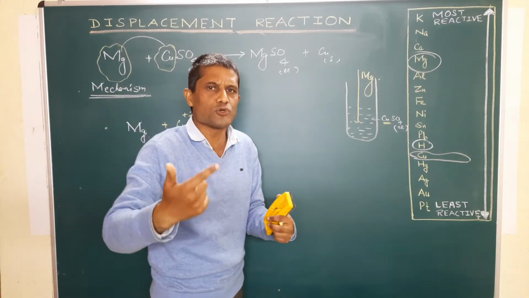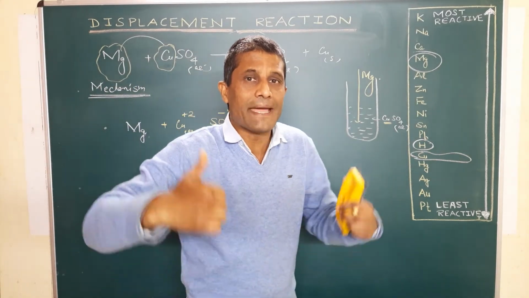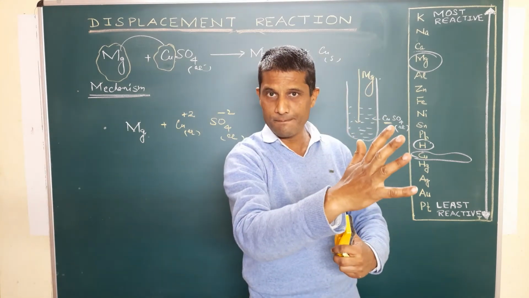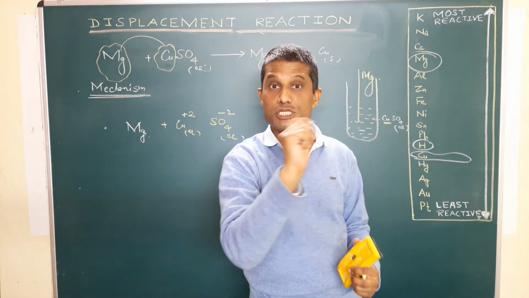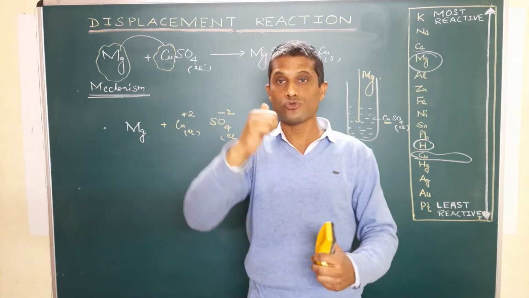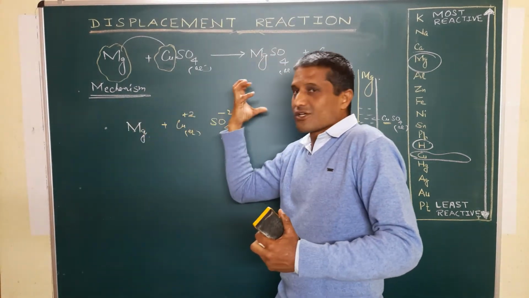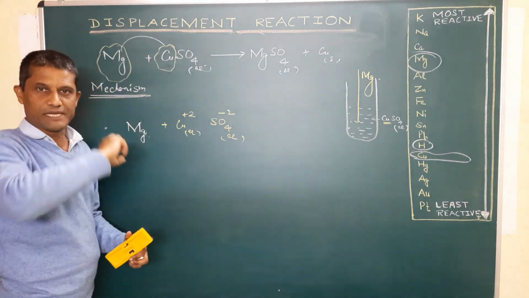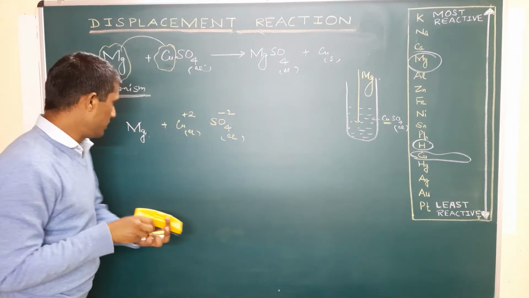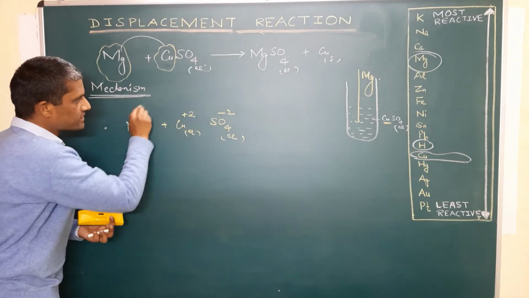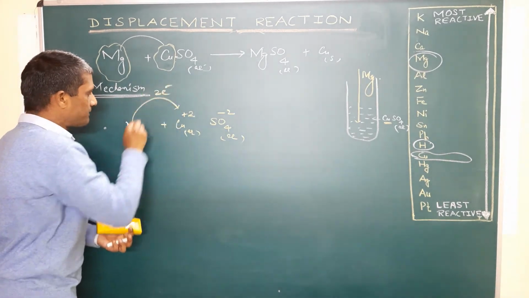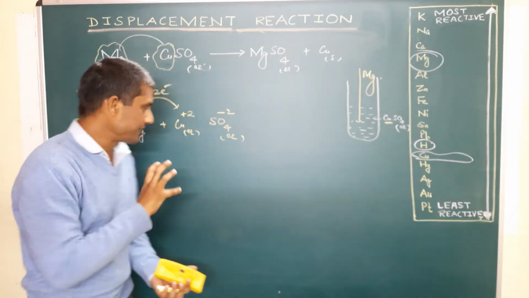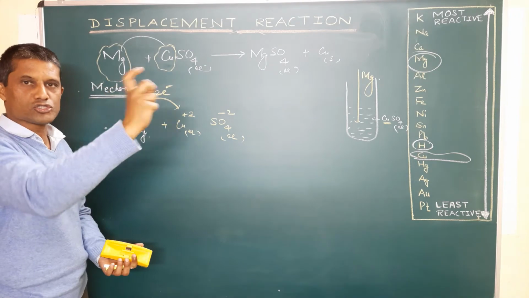What does it mean? Having more electropositive character means magnesium has a greater tendency to lose its electrons as compared to copper. So it means magnesium is going to release or give its electrons so that it can bring about the displacement over here. But how? Let us see here. Magnesium is releasing two electrons. Two electrons are being lost by magnesium. That is called electropositive character.